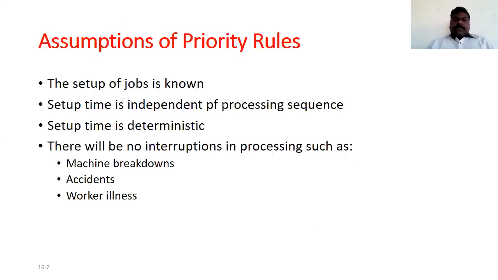So in our production also, we will be looking into priority rules. Some assumptions of priority rules: the setup of jobs is known. We need to know the setup of the jobs. Setup time is independent of processing sequence, and setup time is deterministic. There will be no interruption in processing such as machine breakdowns, accidents, worker illness. So here, assumptions means we have to assume that the setup of jobs is known. All jobs that you are learning, we need to have some idea about that particular job which we are going to undertake.